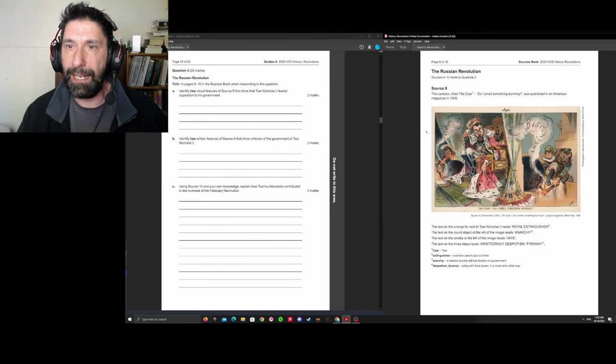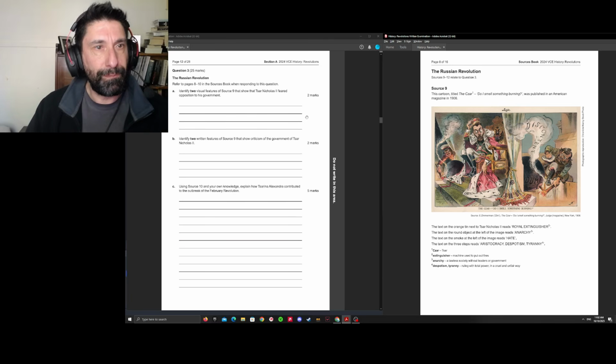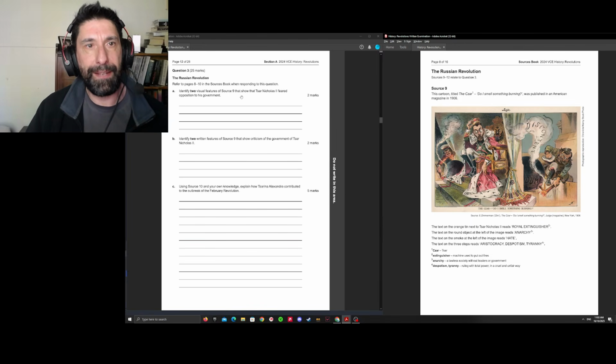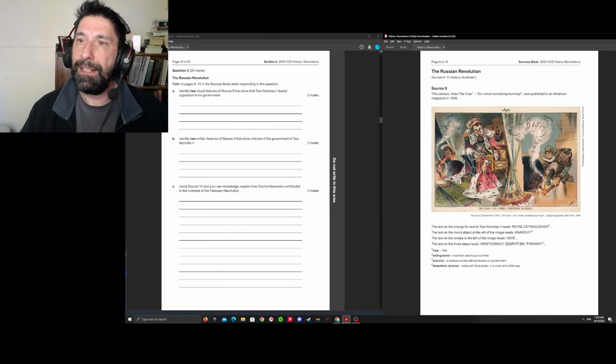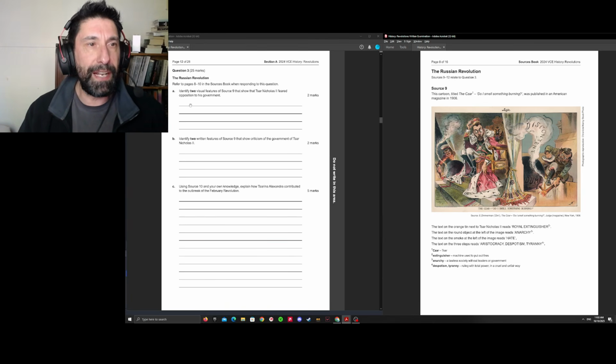I'll go back to the cartoon here. Good. So this is what we're talking about here. We've got these 2-mark questions for the Russian Revolution. A, identify 2 visual features of source 9 that show that Tsar Nicholas II feared opposition to his government. And here is the image here, and it's a very rich image. So there were lots of different features that would satisfy the requirements of this question.